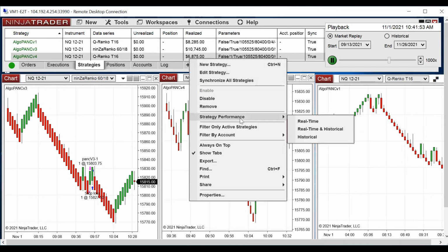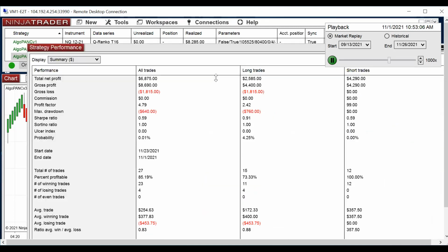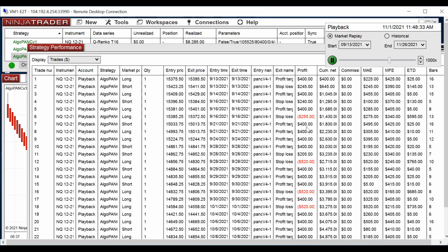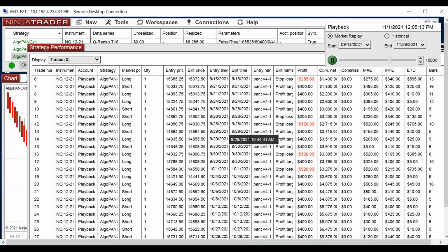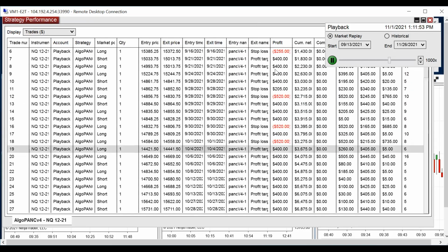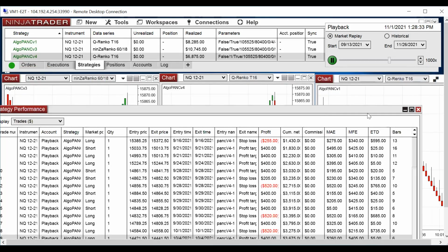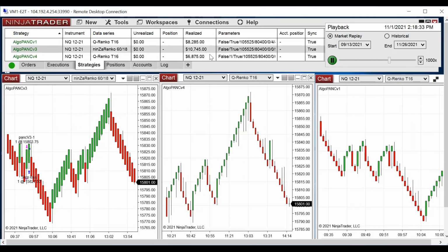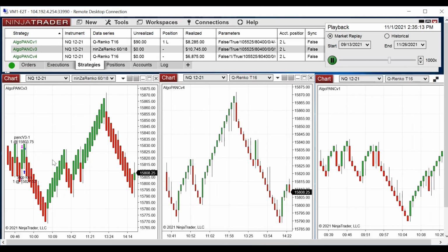And the V4 with $6,800 and a drawdown of $640. So basically, let's see, no two losing trades in a row. And let's wait. Now there was a loss here on the V3.